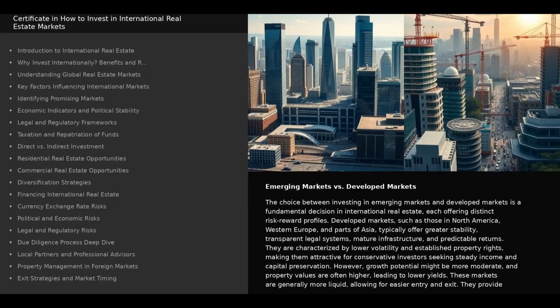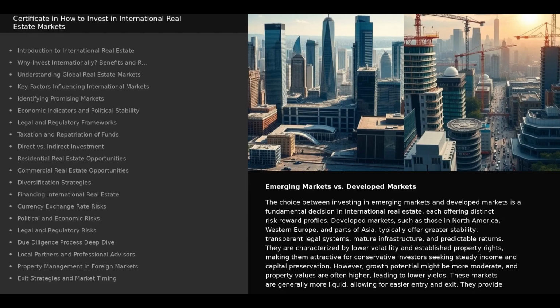Emerging markets versus developed markets. The choice between investing in emerging markets and developed markets is a fundamental decision in international real estate, each offering distinct risk-reward profiles. Developed markets, such as those in North America, Western Europe, and parts of Asia, typically offer greater stability, transparent legal systems, mature infrastructure, and predictable returns.